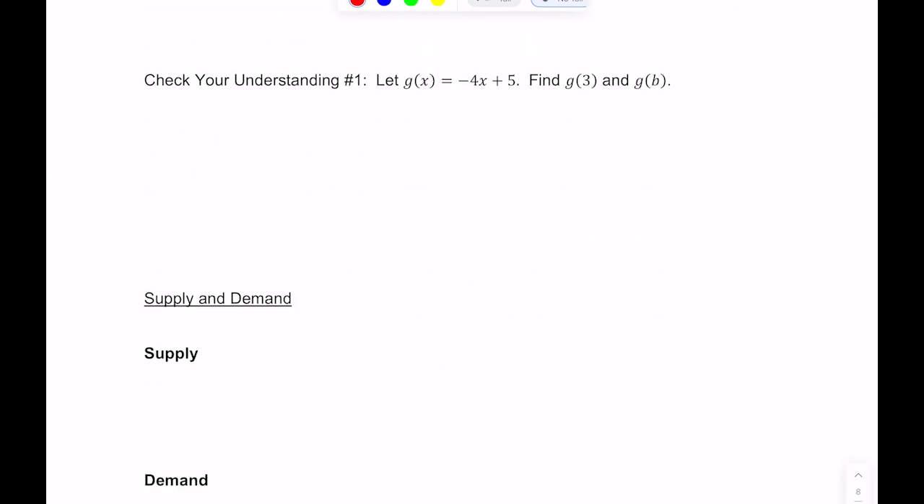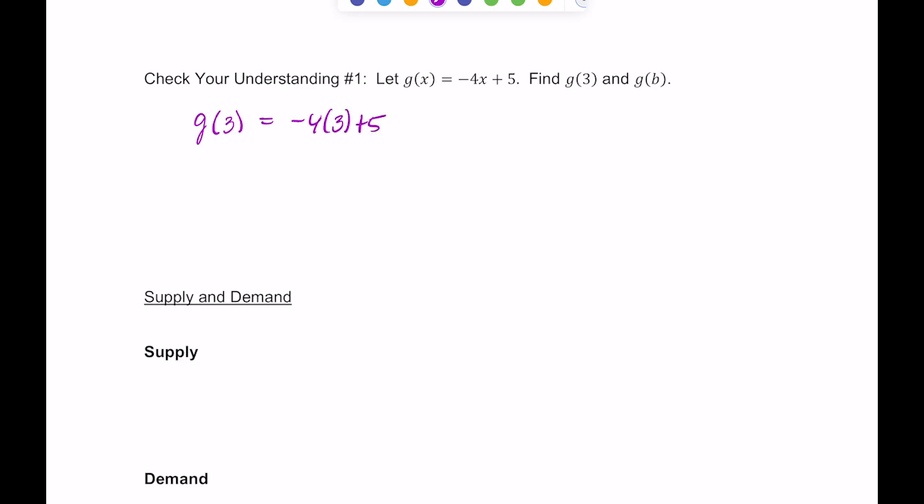One of the things you'll be required to do is evaluate functions, and that's simply substituting the values for x into the expression. So here the function is g of x equals negative 4x plus 5. If I'm asked to find g of 3, all I need to do is replace the x with the 3. So I'm going to have negative 4 times 3 plus 5, and that would give me negative 7.